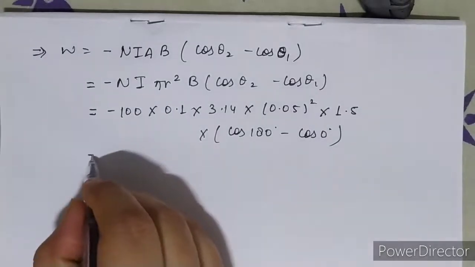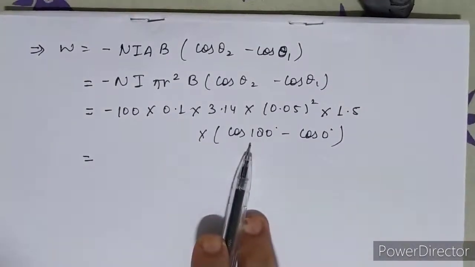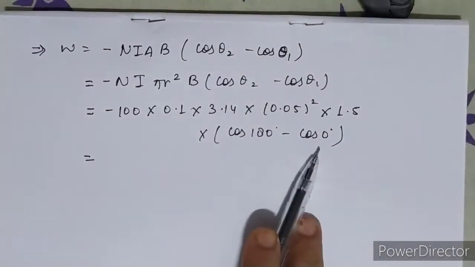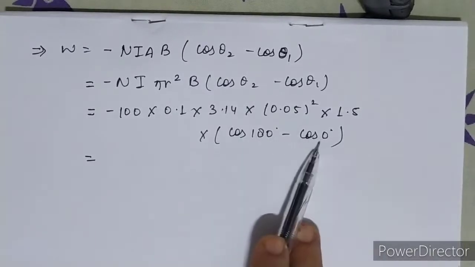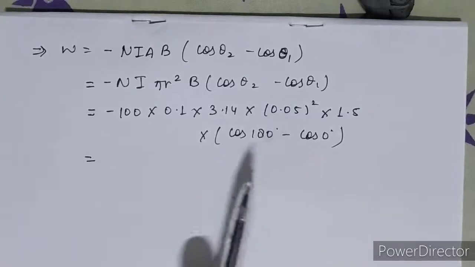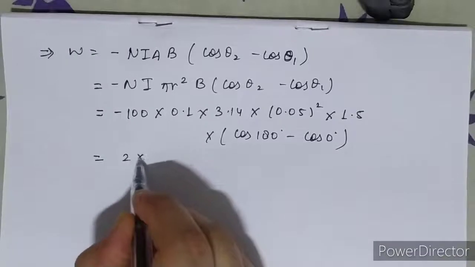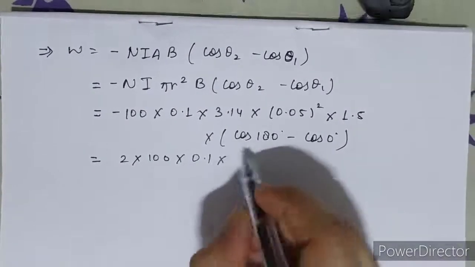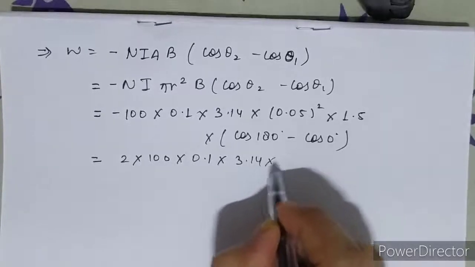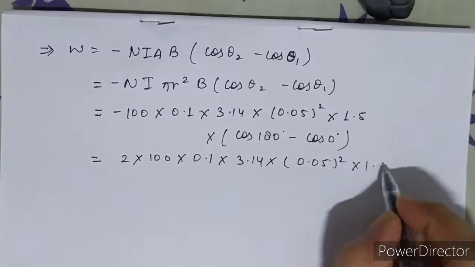So directly I am writing it. Are you able to understand what I am saying? That cos 180 has the value minus 1. Cos 0 has the value 1. So minus 1, the minus sign is already given in the equation, then 1. Minus 1, minus 1, minus 2. Minus and minus have been cancelled out, 2 is there. So 2 into 100 into 0.1 into 3.14 into 0.05 squared into 1.5.